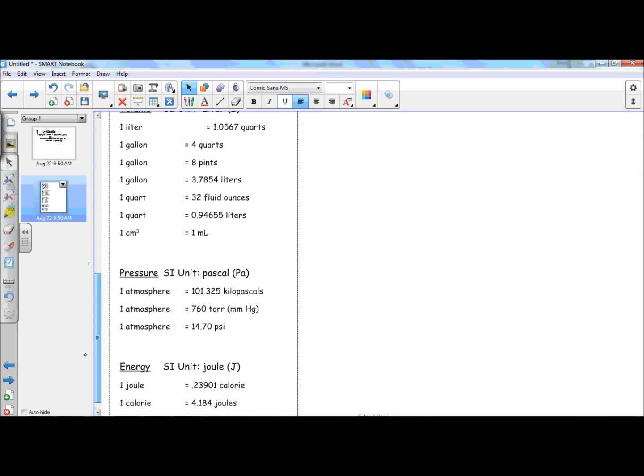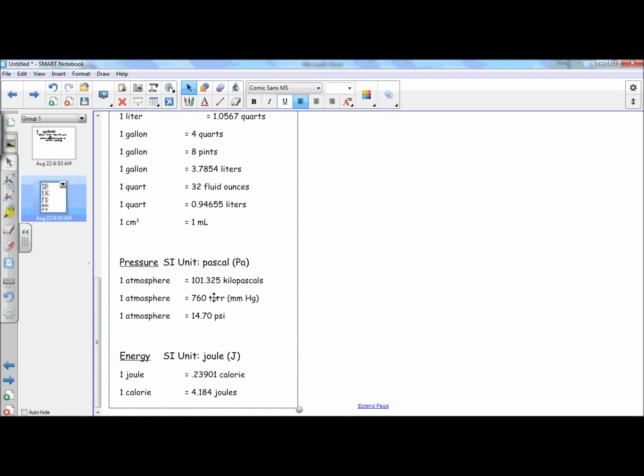If you look down here at pressure, here are some different units that are used to measure pressure, like air pressure or pressure inside a tire. We have atmosphere, kilopascals, torr, psi. None of these are metric units. These are just different units that are used to measure pressure. They have different applications. For example, atmosphere is usually used in meteorology. The term kilopascals is commonly used in physics applications. PSI is often used in industry. That stands for pounds per square inch. And torr, or millimeters of mercury, is also commonly used in chemistry.